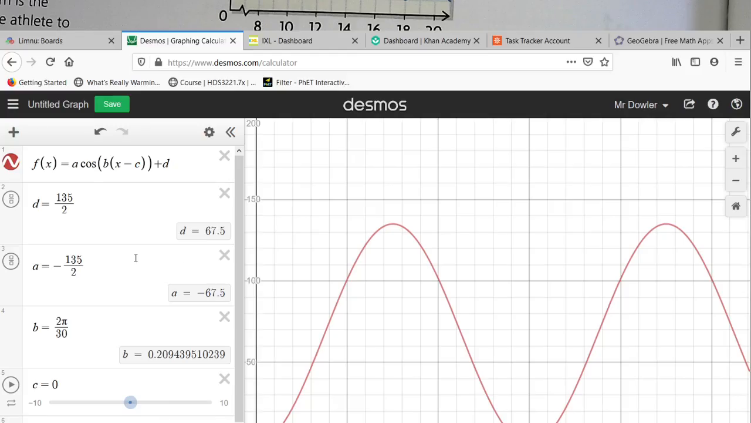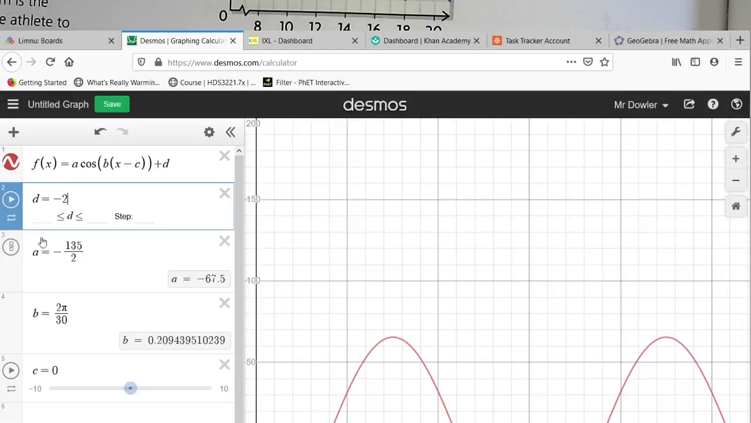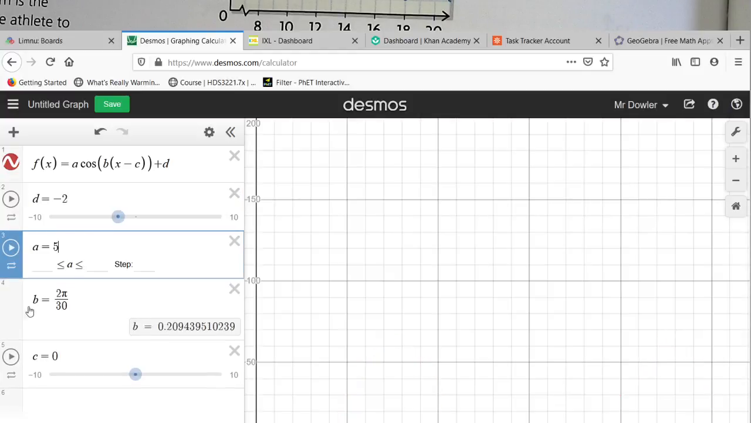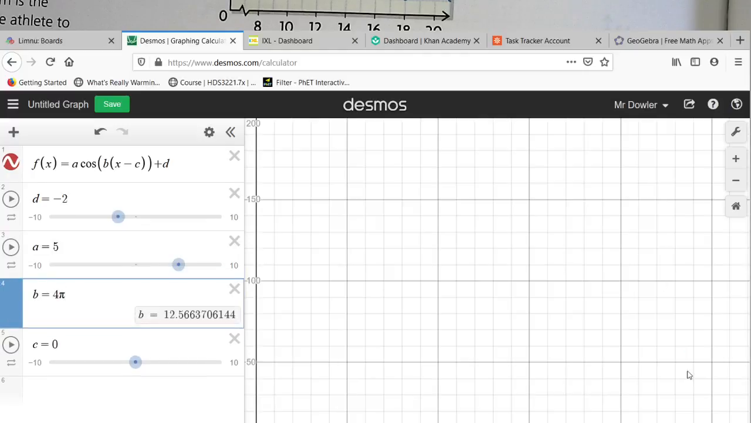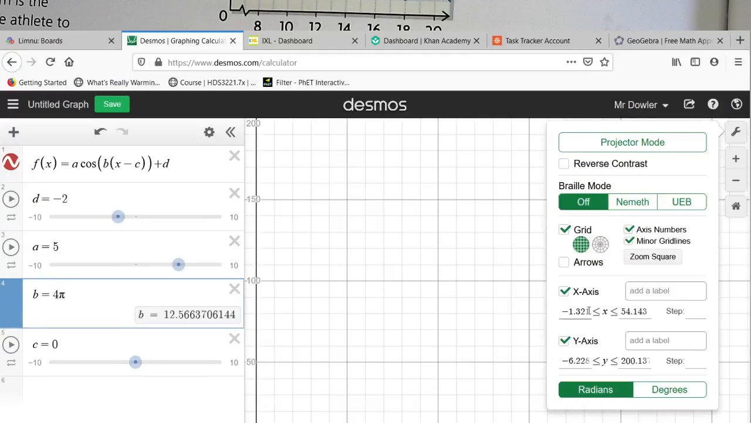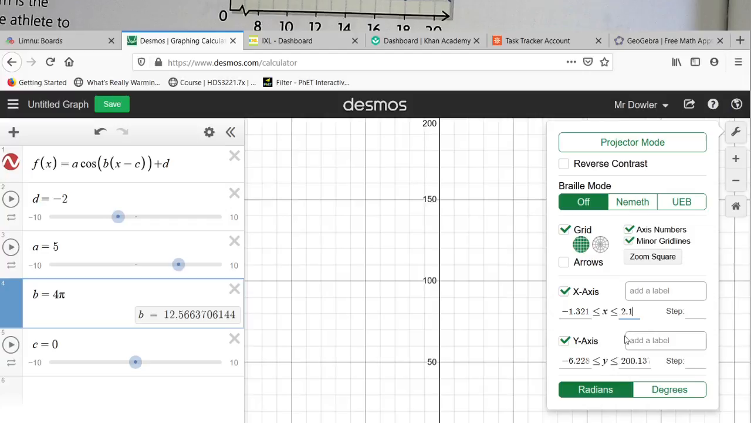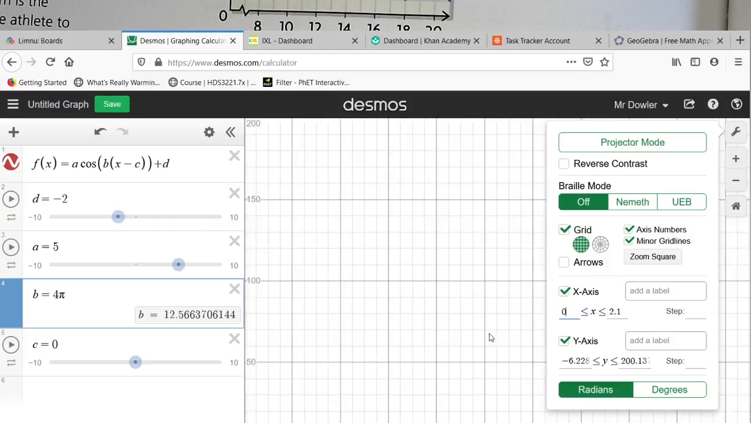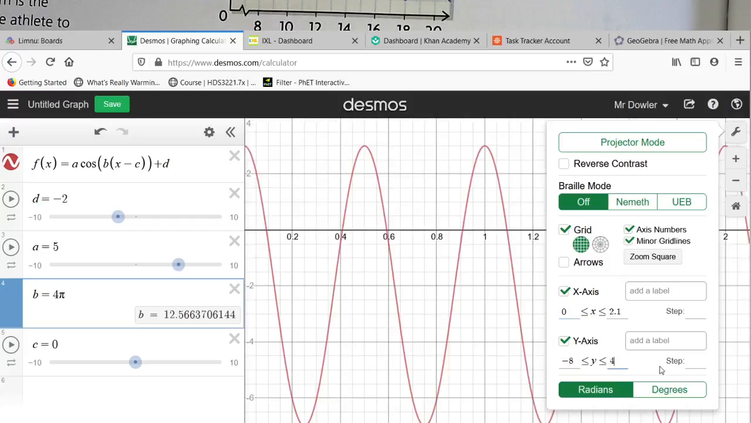The reason for that, if we reconstruct this graph, so we have a D of -2, we had an A of 5, and a B of 4 pi, and we have to change our domain and range to match what we have in the graph. So that's from 0 to 2.1, and our y-axis was from, say, -8 to +4.